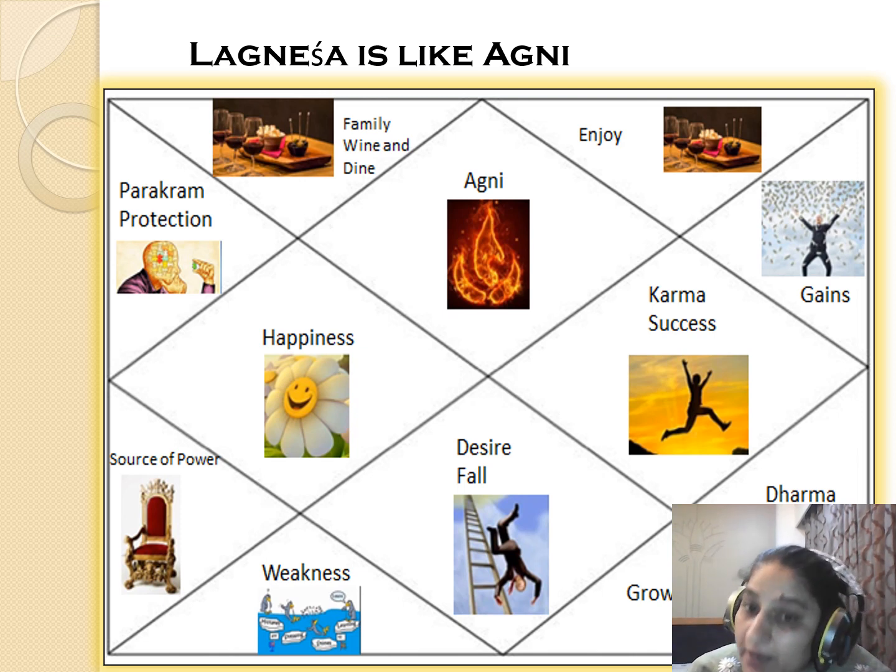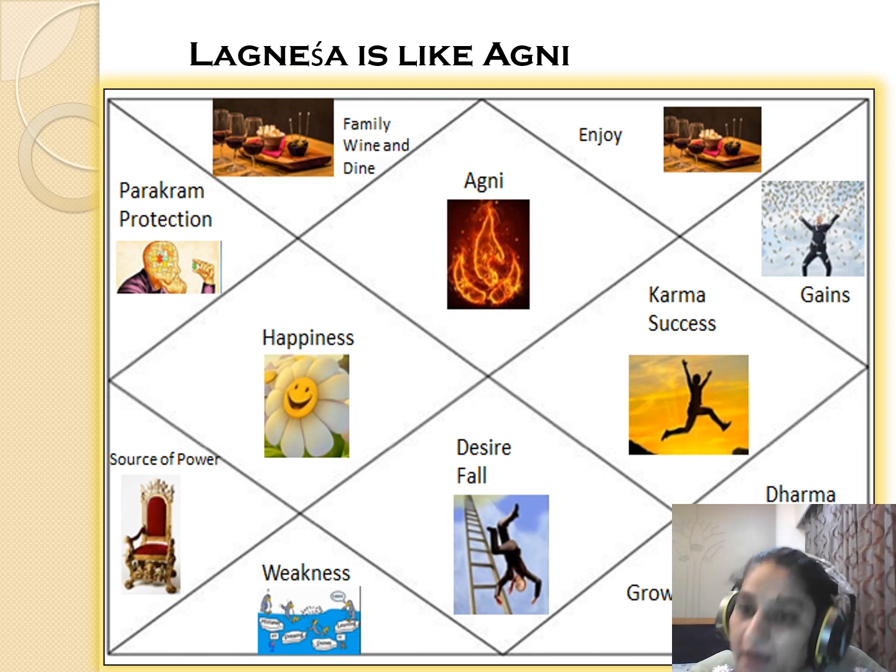Third house from your Lagna Lord is the house of Parakrama, protection. Fourth house from your Lagna Lord is the house of your happiness. That we all know, fourth house is Sukha Bhava, right? Same principle we are applying. The fifth house from your Lagna Lord is your source of power. So if someone has Lagna Lord in third house, where is the source of power coming from?